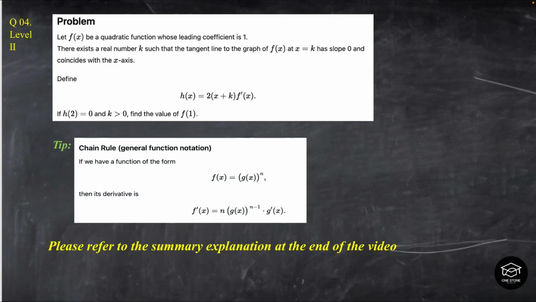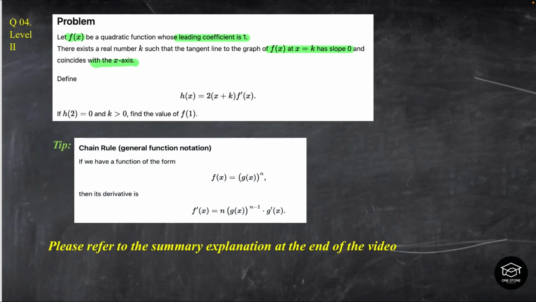Given a problem about a quadratic function. The function f of x is a quadratic with a leading coefficient 1. There exists a real number k such that the tangent line to the graph of f at x equals k has slope 0, and at that point the graph touches the x-axis, and the tangent line coincides with the x-axis.